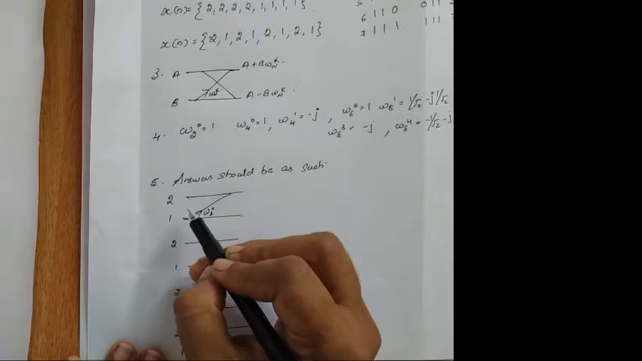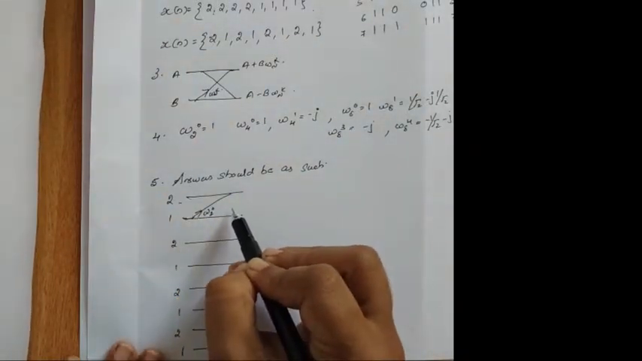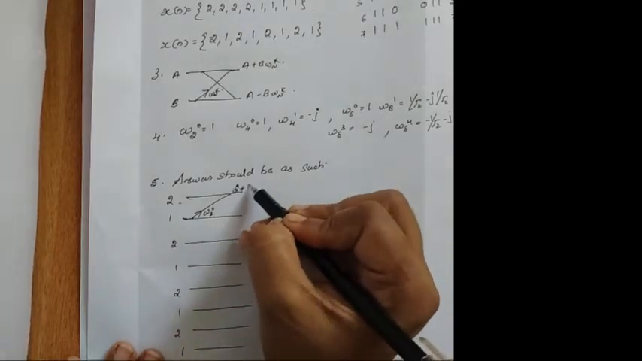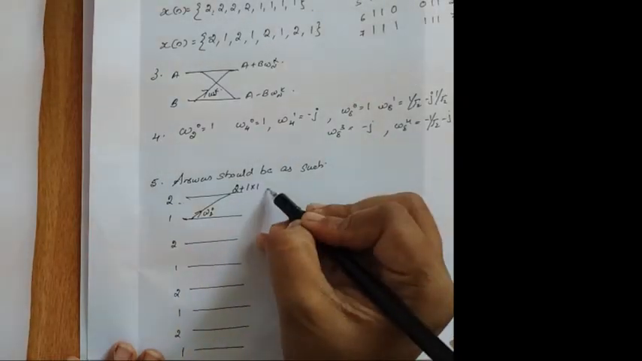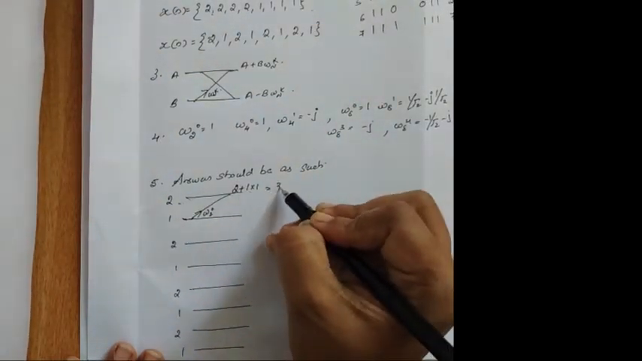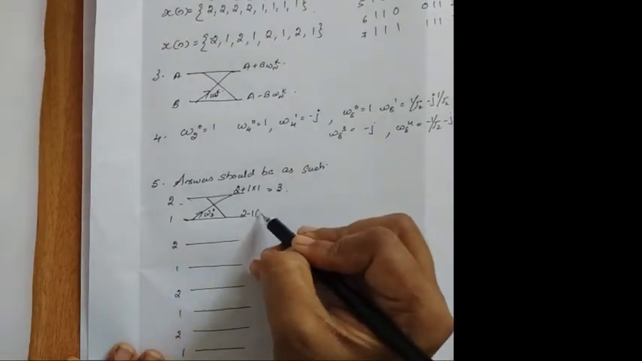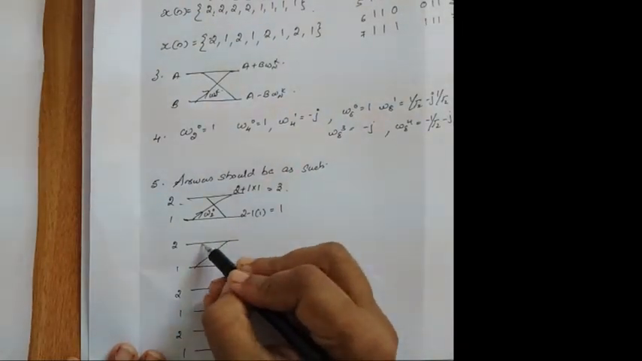So upper limit, always don't forget to write: first you have to write the A, then only you have to write B. A plus B. Don't interchange the value. So 2 plus 1 into 1, that is equal to 1 into 1, 1. 2 plus 1, 3. The same thing you have to cancel. 2 minus 1 into 1, that is 1.